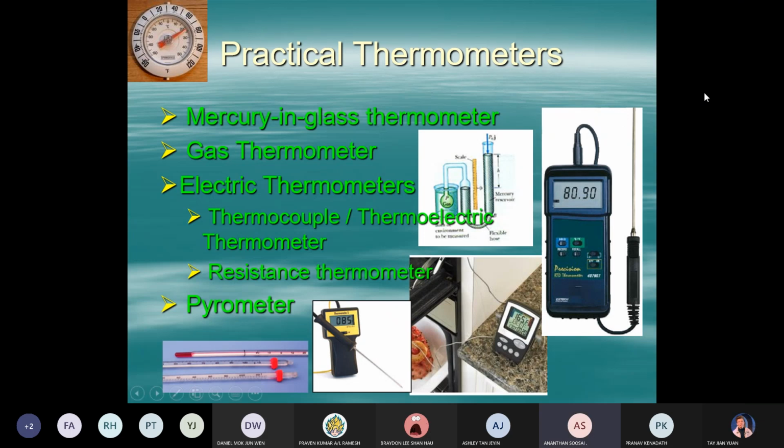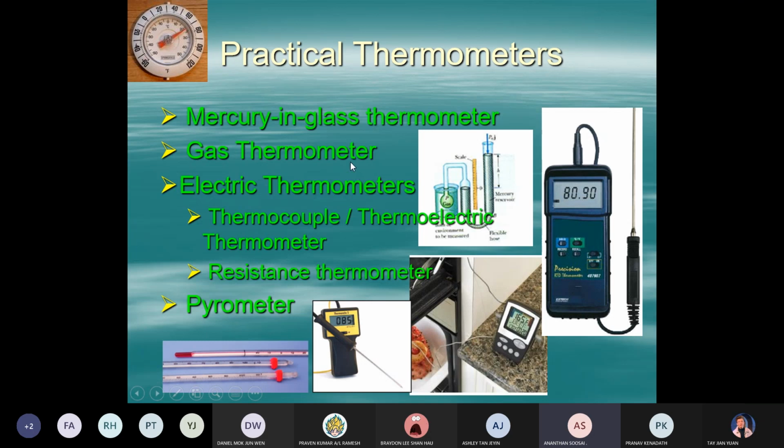Now let's go to the types of thermometers. There are many types of thermometers, and we're going to see the pros and cons, the good and bad about each thermometer. In this diagram, it is very difficult to differentiate between the thermocouple and the resistance thermometer. First is the mercury in glass thermometer at the bottom. This picture you have seen in clinics.